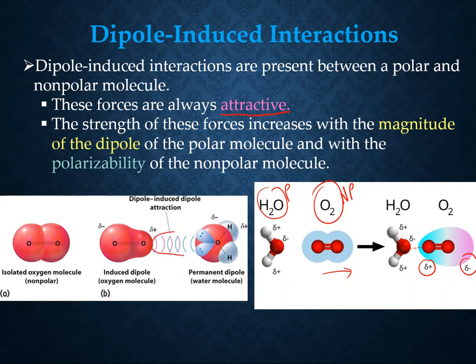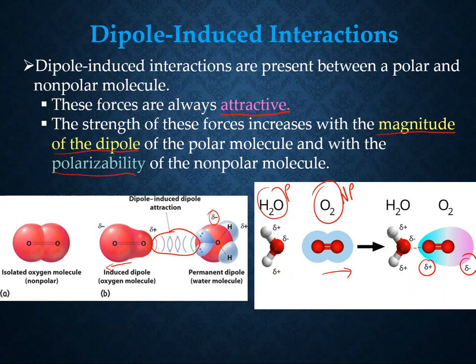Here is also showing you the same thing in a different graphic. This is going to be the polar side, or the partial negative side, of the water. It induces the dipole, pushes the electrons to that side of the oxygen, and creates an attractive force between them. The strength of these forces increases with the magnitude of the dipole. So the more polar the molecule, the larger the force, and the more polarizable the nonpolar molecule is, the stronger the force. If the nonpolar molecule has more electrons, it can be more polarizable, and you can increase the strength of the interaction.